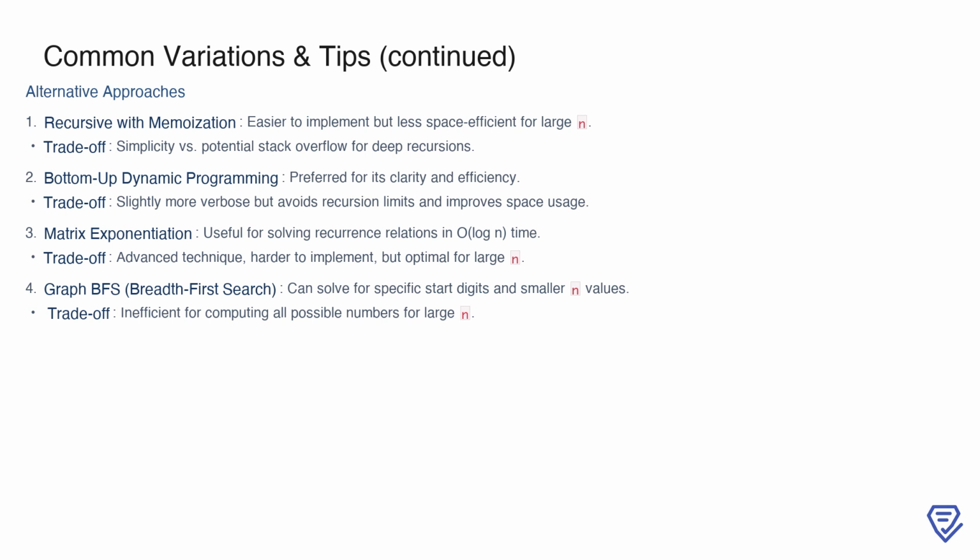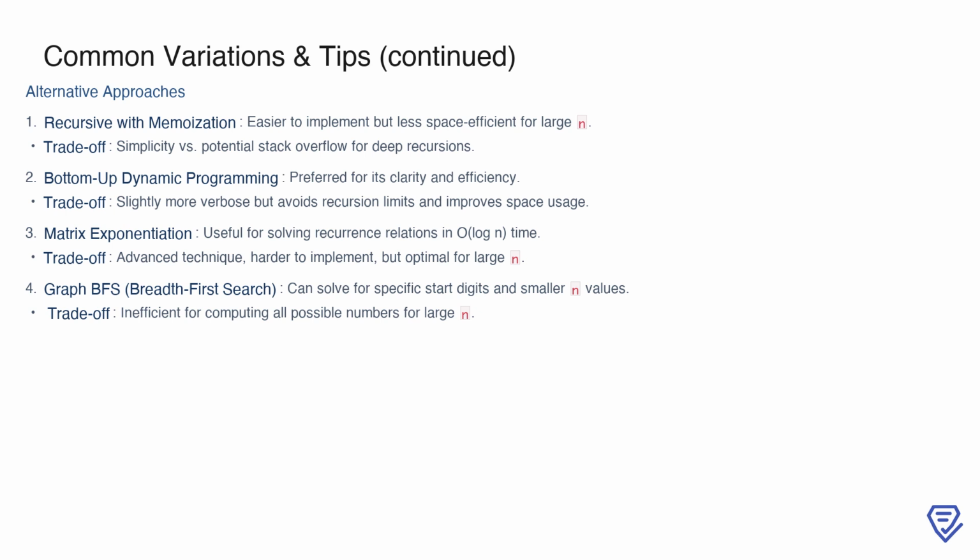A recursive solution with memoization is often easier to implement and understand, but it comes with a trade-off. While it simplifies the logic, it may be less space efficient and risks stack overflow for very deep recursions. On the other hand, a bottom-up dynamic programming approach is usually the preferred method because it avoids recursion limits and is more space efficient. It might be slightly more verbose, but the clarity and performance benefits make it worthwhile.